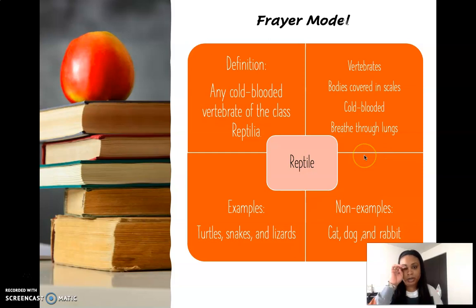Moving forward, we are going to discuss now the Frayer Model. The Frayer Model is another type of graphic organizer. Okay, it's very useful for teacher preparation.